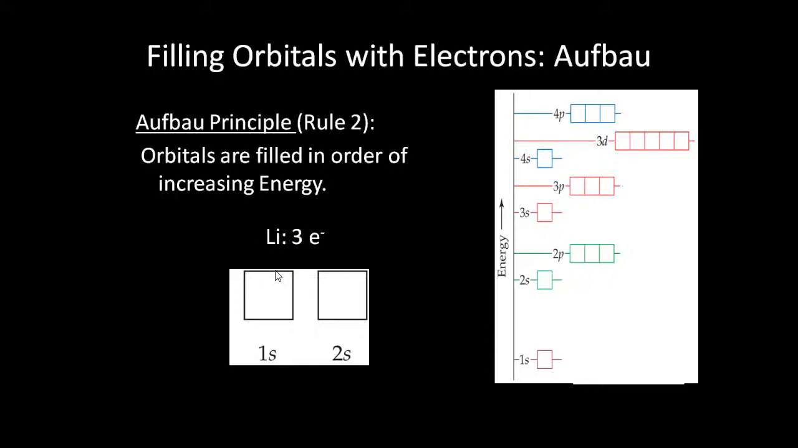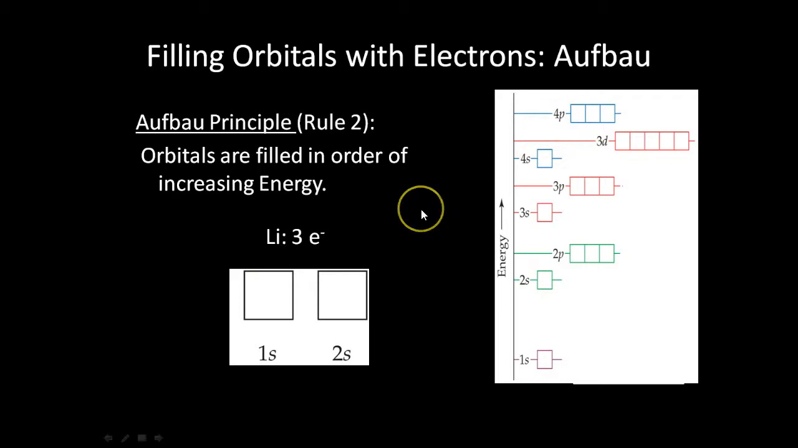So the next rule about filling orbitals and about electron quantum numbers is Aufbau's principle, which says that orbitals are filled in order of increasing energy. And so that pretty much means, remember the energy diagram where we showed the different orbitals, the 1s orbital, the 2s orbital, the 2p orbital? Basically what that says is that we're filling from the bottom up, from the lowest energy to the highest energy as we're placing in electrons.